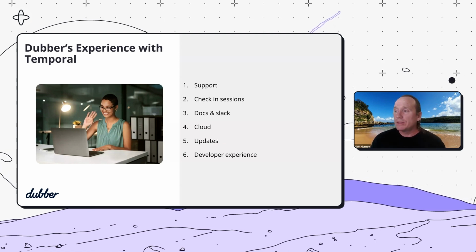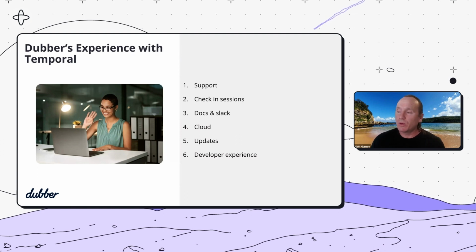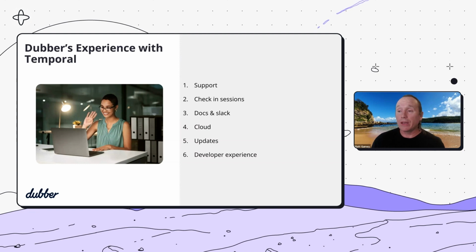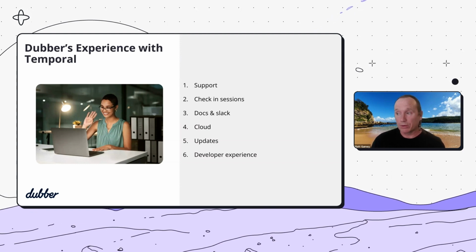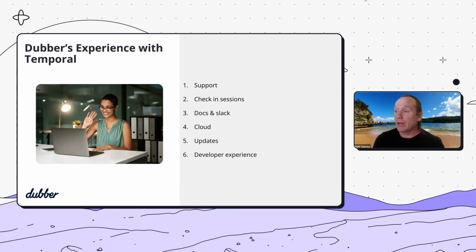The online documents on the web are good, but the Slack is outstanding. That's where the real gold is. So there's a Temporal Slack, and you can get on there. You can post questions, and the people that are building Temporal, supporting Temporal, will just give you the information you're after. That's been great.